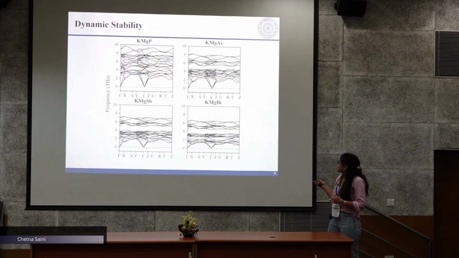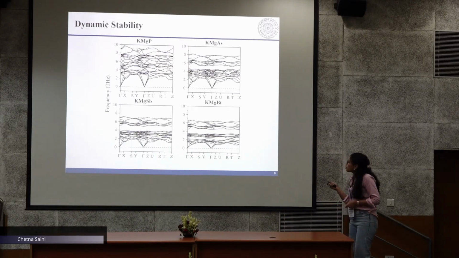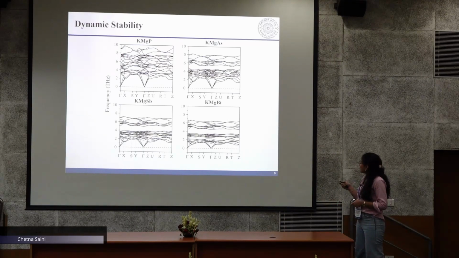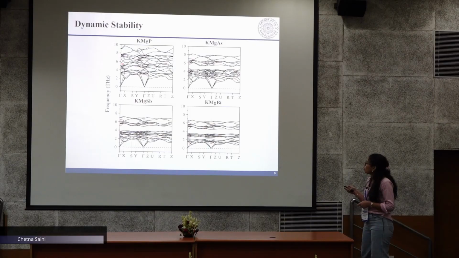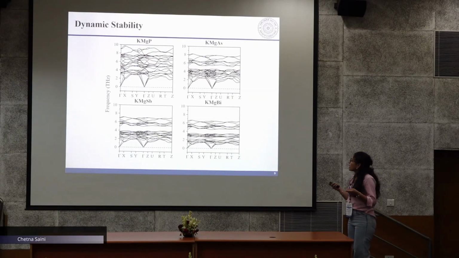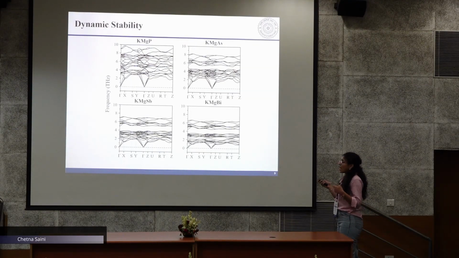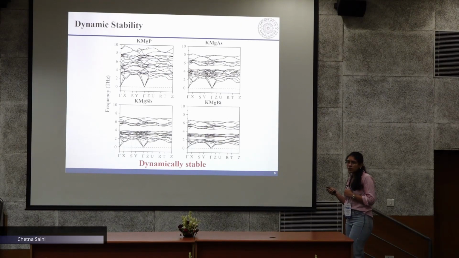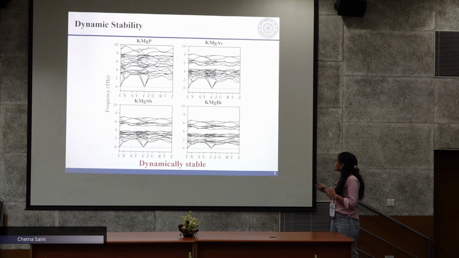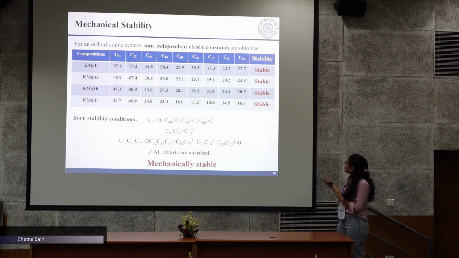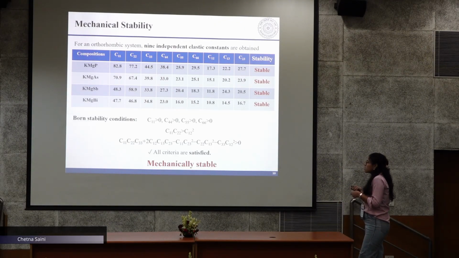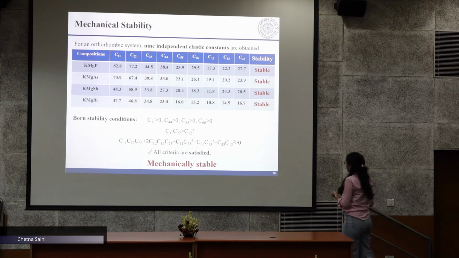After that, we discuss the dynamic stability, which is evaluated through this phonon band structure. For all the KMGX compounds, no imaginary frequency modes are observed through the high symmetry path of the Brillouin zone. So I can say that all the KMGX compounds are dynamically stable. After that, we discuss the mechanical stability of the KMGX compounds. For the orthorhombic system, we get 9 independent elastic constants, which are summarized in this table, and follow the Born stability conditions. Thus, we can say that all the KMGX compounds are also mechanically stable.